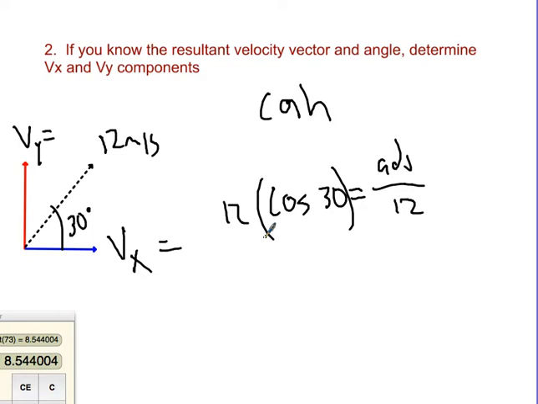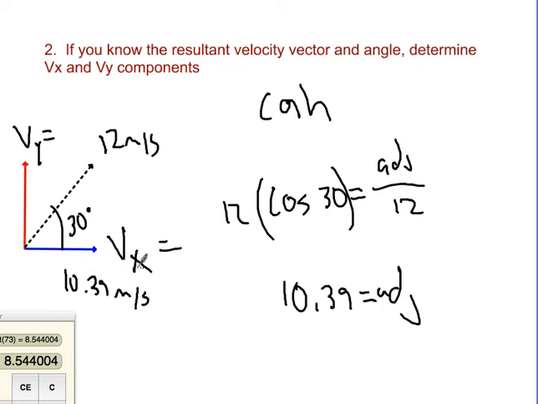Calculator. 30 cosine times 12 equals 10.39, which is the adjacent. So this is 10.39 meters per second. That's the x, because I found this side of the triangle, and I do the opposite for the next one.